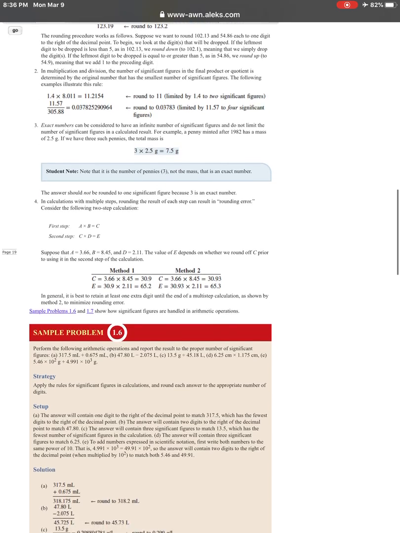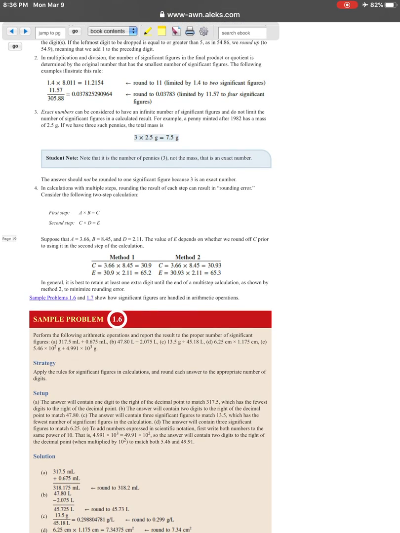Multiplication and division is a different rule. It's the same idea. The principle behind all of this is we can't have an answer that has more precision than any of the measurements we made. So if you make multiple measurements, you can't have an answer that's known better than the worst of the measurements that you made. So an example is 1.4 times 8.011.